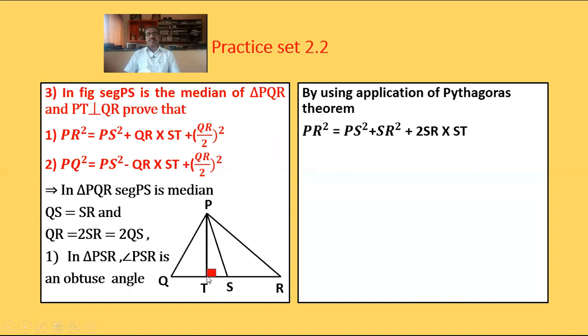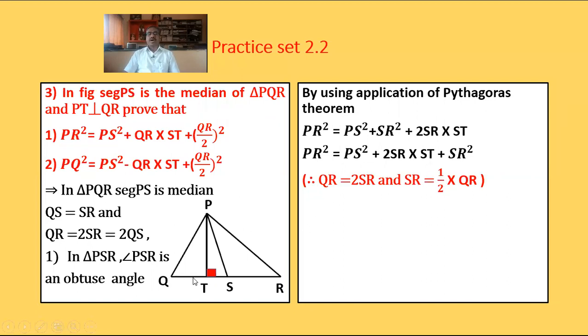And here PT is perpendicular to QR. Therefore, plus 2SR multiply ST. This is the application of Pythagoras theorem in obtuse angle triangle. Here PR square is equal to PS square. To rearrange this equation, first write 2SR multiply ST plus SR square. Therefore, QR is 2 times SR. Therefore, 2SR we can write QR. 2SR replaced by QR. Therefore, QR is equal to 2SR in this equation.